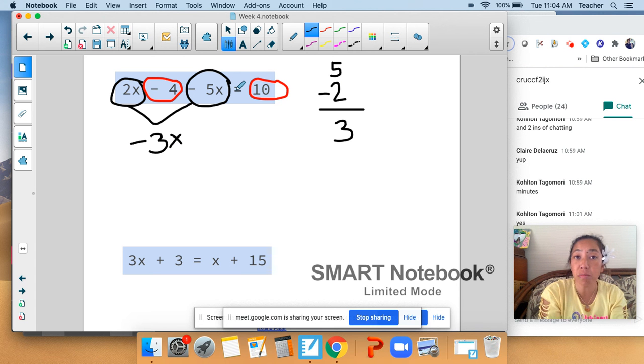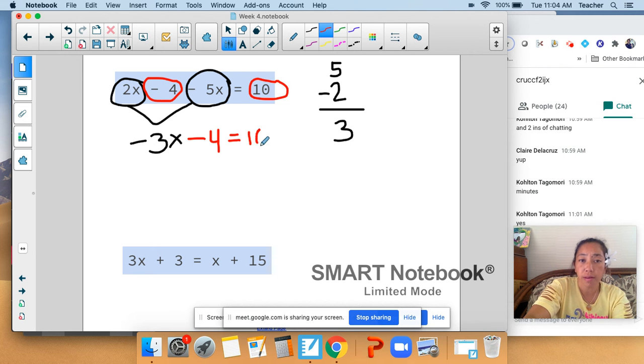Okay, so when they're on the same side of the equal sign, you combine them using the symbols there. Plus 2x and then minus 5x. Or you can think of it as a plus 2x plus a negative 5x, which is why we have different signs. Okay, and then let's rewrite it. We didn't do anything with the negative 4 or minus 4. So it's negative 3x minus 4 is going to equal 10.